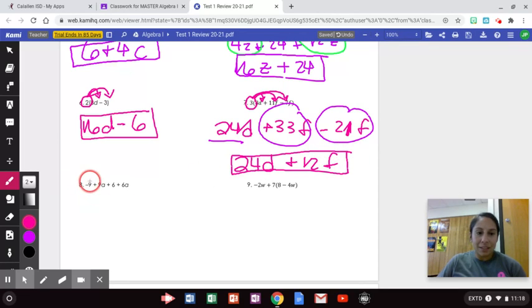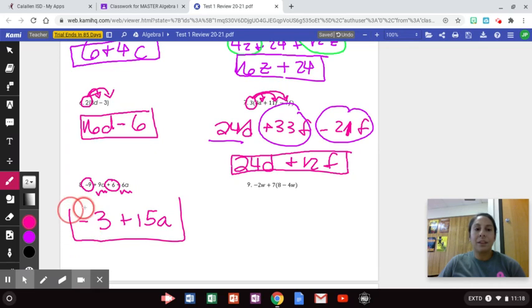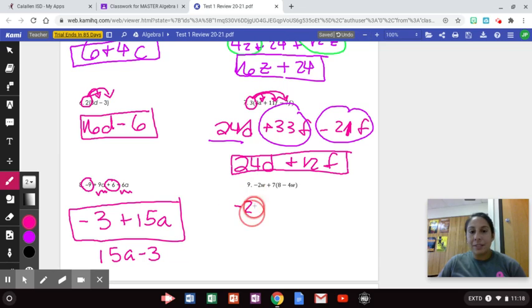Okay, problem 8. The -9 and the +6 combine together to give you -3. You have 9A and 6A, so together that is 15A. You could also write this one as 15A minus 3. It's the same thing.